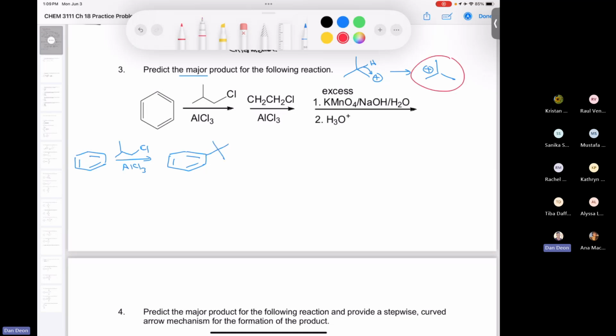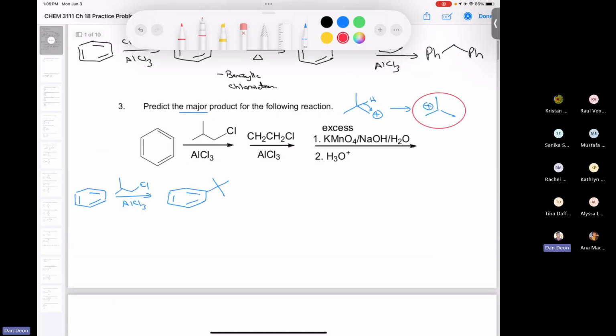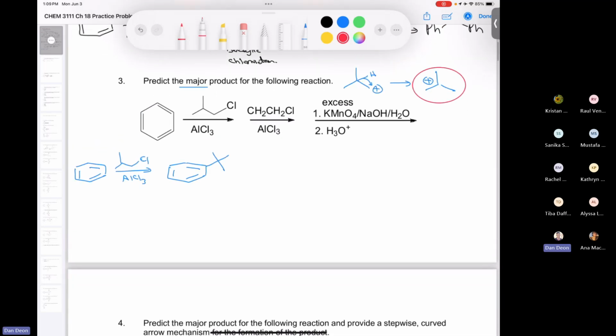And again, the tert-butyl comes from here. So this is going to be a weak activator, but this is an ortho-para director. And the next step is going to be a Friedel-Crafts alkylation with ethyl chloride. And so after that step, I'll put my ethyl chloride and aluminum chloride.